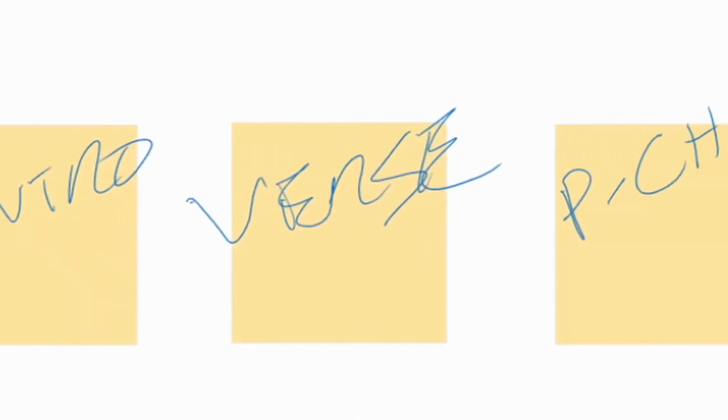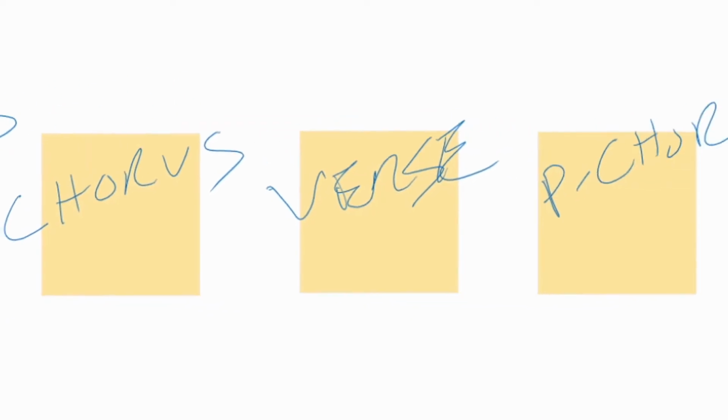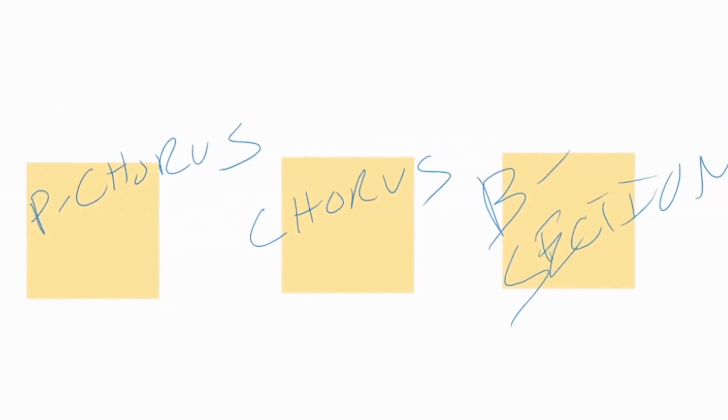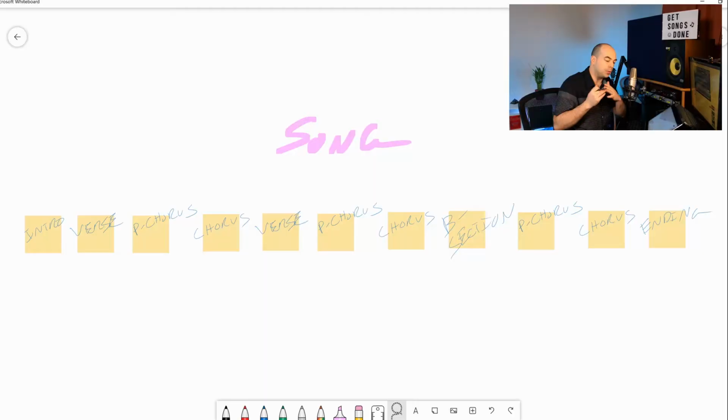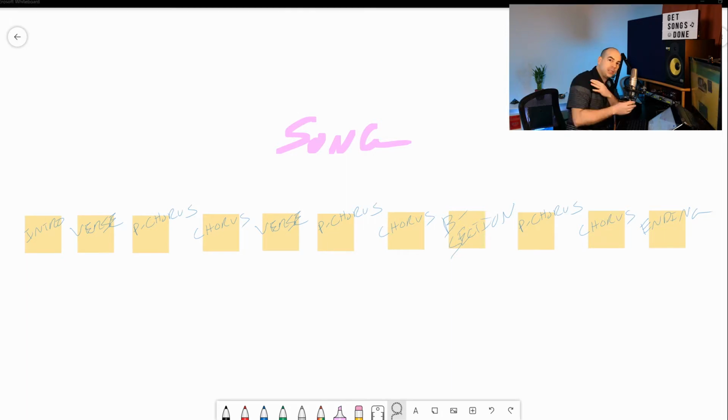Intro, verse 1, pre-chorus, chorus, next verse, pre-chorus, chorus, bridge, pre-chorus, chorus, ending. Every song. The reason people use this is because it feels familiar and it's a musical language that all of us can understand. Let's dive into a few details about each of these sections, and keep watching so you will find out why none of this matters at all.